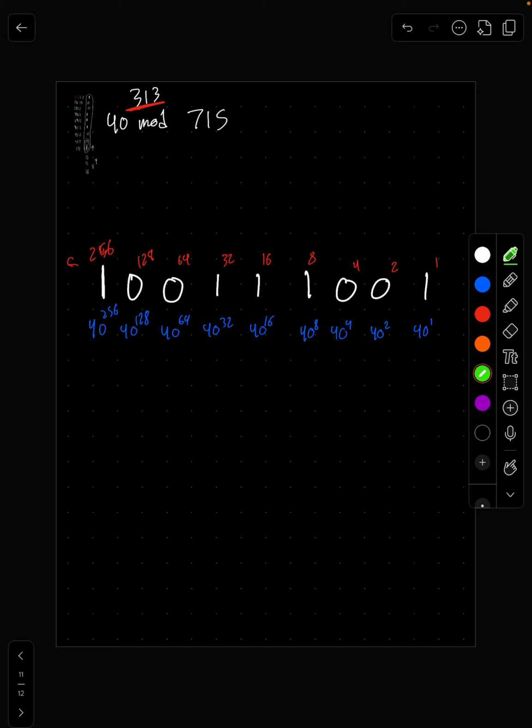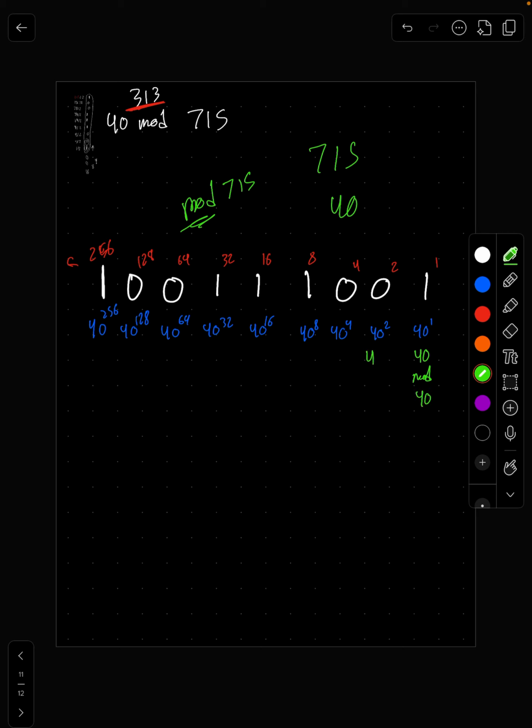Okay, so now we're going to compute the modulars. I'm just going to write mod, but it's mod 715. And to do that, you divide the number. So 40 to the power of 1 is 40. Then we mod that. 40 basically divided by 715, it's smaller than that, so it's obvious. If it's smaller than this number, the remainder is always going to be the number itself. So we just get 40.